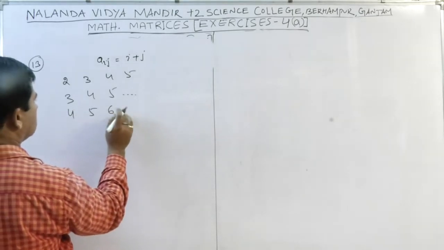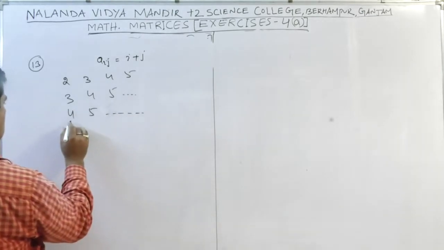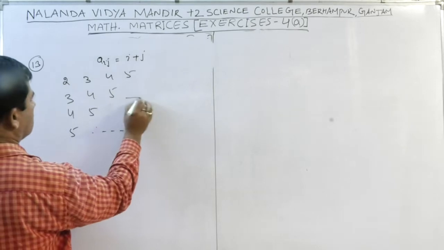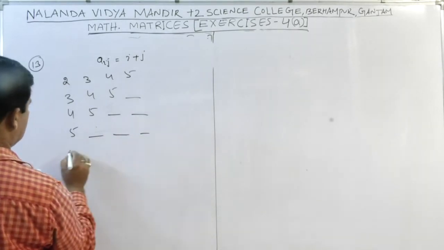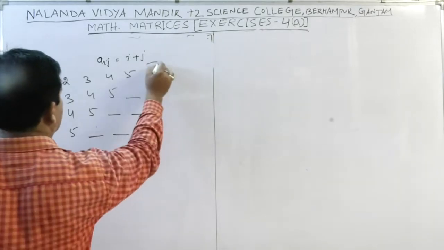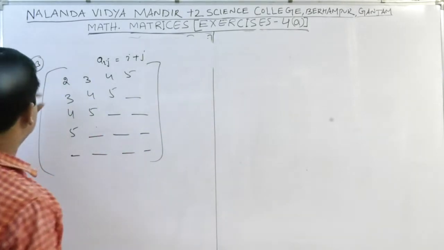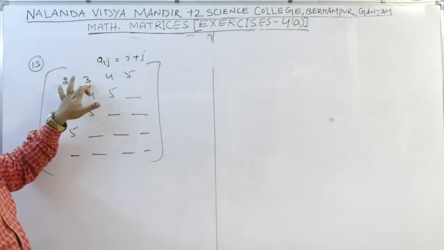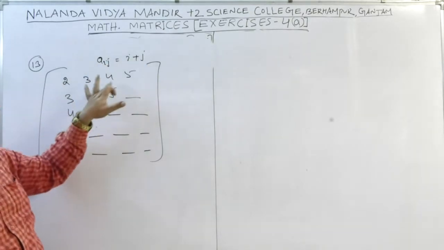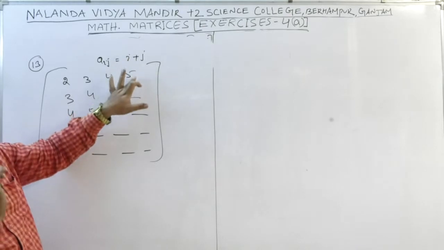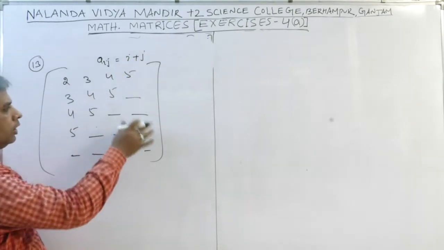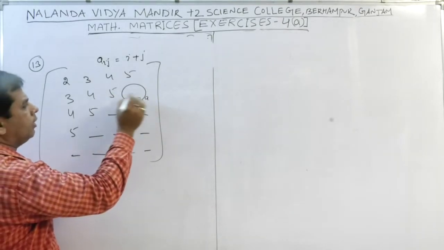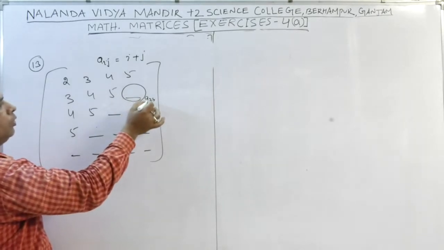4, 5, 6, 5, 4. This is our first row, first column, therefore i is equal to 1, j is equal to 1, therefore 1 plus 1, 2. Here first row, second column, 1 plus 2, 3. First row, third column, 1 plus 3, 4. First row, fourth column, 1 plus 4, 5. In the same way, we can fill all the blank positions. Here, the position of this element is second row, fourth column. Therefore, we can write 2 plus 4, 6.